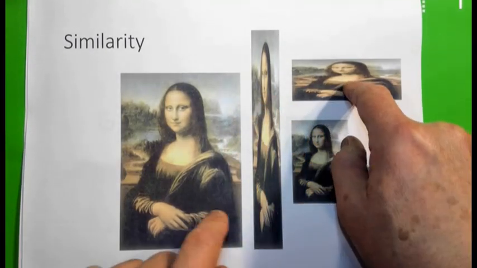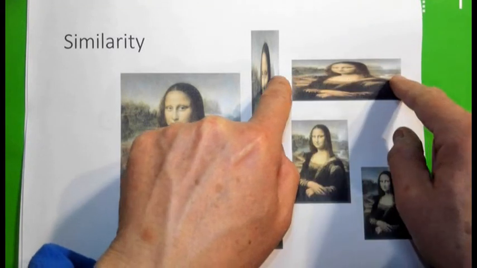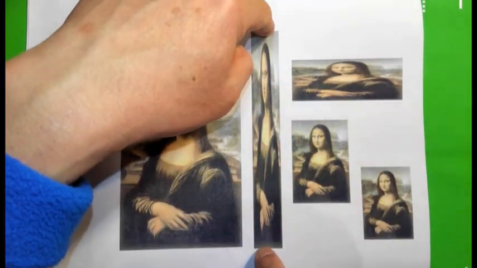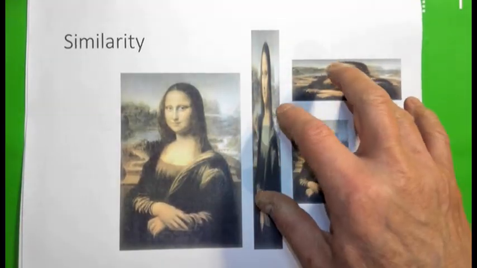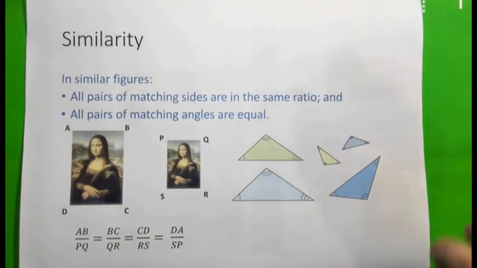Whereas, look at these two. This is sort of elongated, and this is lengthened. Therefore, you can see that they are not similar to that. What are the similarity tests? In similar figures, all pairs of matching sides are in the same ratio, and all pairs of matching angles are equal. These are the two conditions to have similarity.